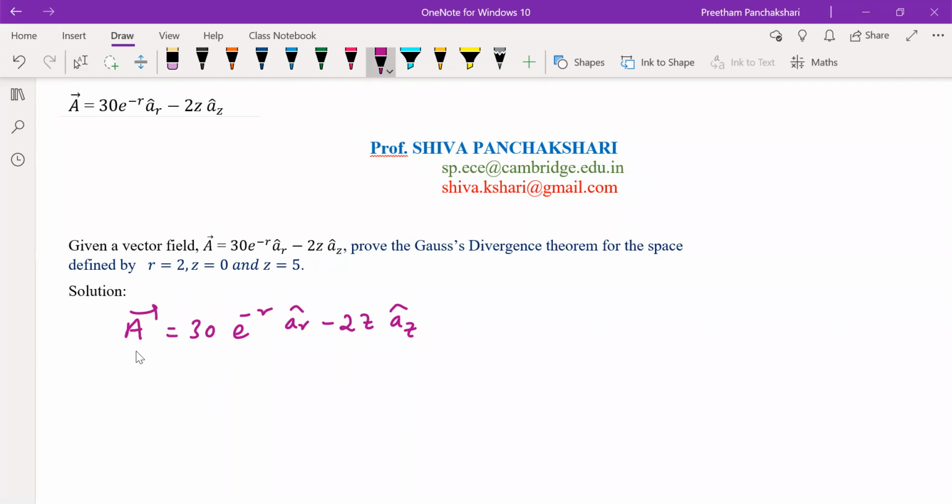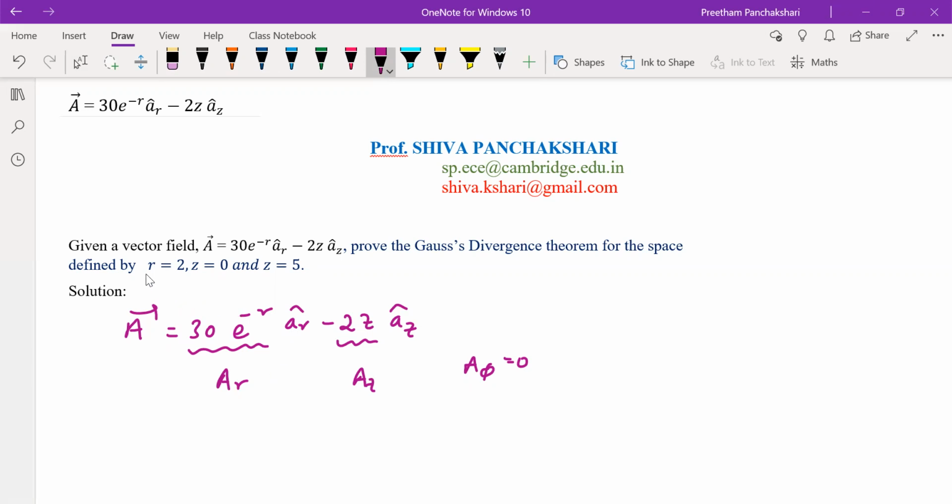So this vector A has two components. One is the R component, let us say AR. Another one is the Z component. The phi component is 0. It's not there. So we can verify Gauss divergence theorem for this vector in the defined region.